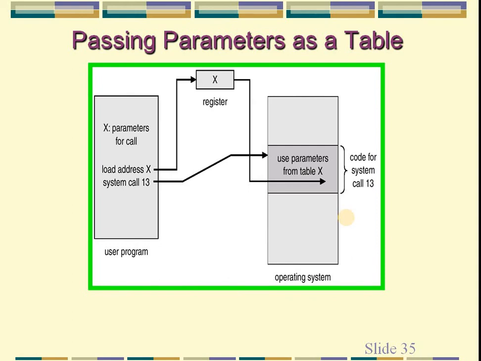Next point, passing parameters as a table. Frequently, more information is required than simply identifying the desired system call. The exact type and amount of information vary according to the operating system and call. There are two general methods used to pass parameters to the operating system.